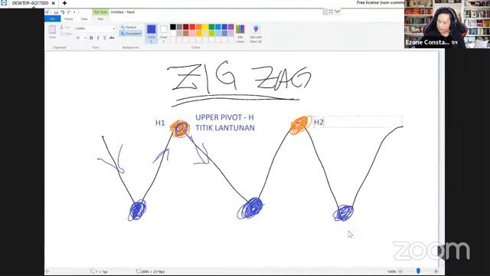So as a trader, you need to understand that there is a pivot point. And this part right here in the lower section is called the lower pivot point. Lower pivot point we label as L, low, right? Titik lantunan sebelah bawah. Titik lantunan bawah.